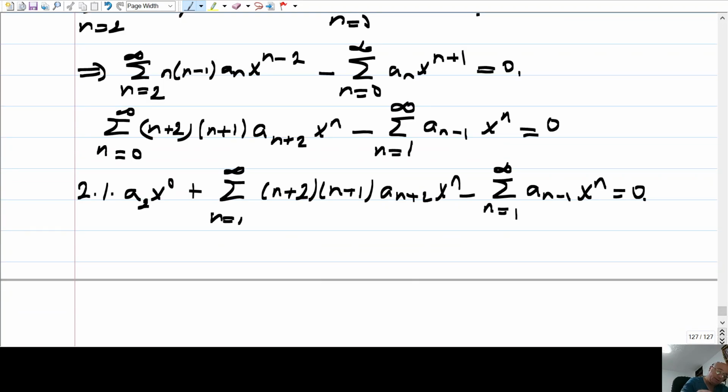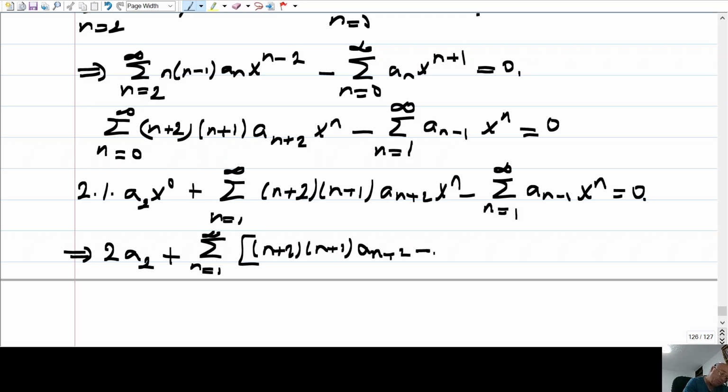Now I can combine the two. So I have 2a2 here plus the sum from 1 to infinity of the term (n plus 2)(n plus 1) a_(n+2) minus a_(n-1), times x to the power n, and that's 0. 0 can be thought of as the zero power series, where all the coefficients are 0.